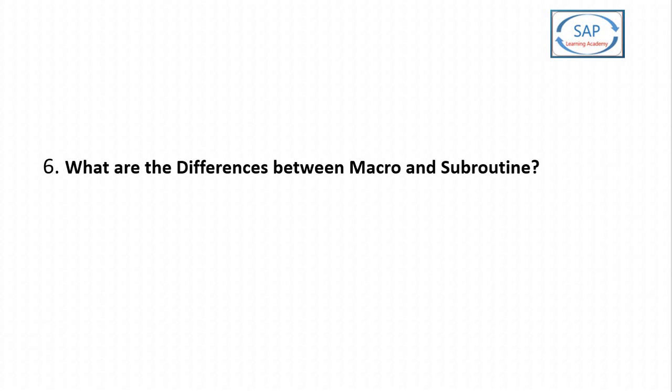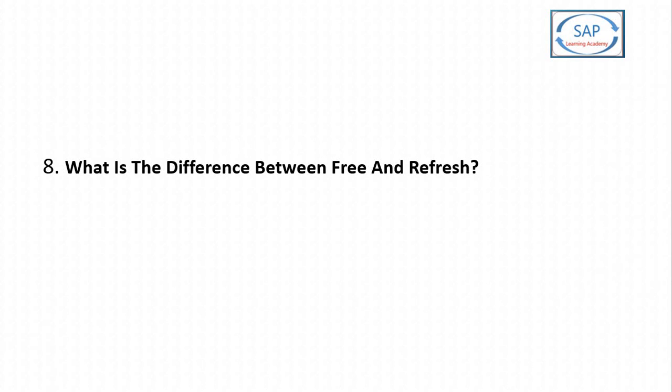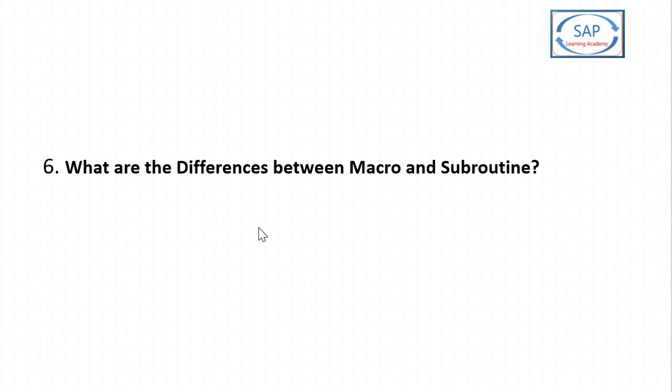Now we are moving to question number 6. What is the difference between a macro and a subroutine? As I said in the first question, a subroutine is a part of code which we can write in the program, and a macro is also a part of code, but a macro is only written within the same program, whereas a subroutine can be called outside the main program as well. Mostly we find difficulty when using a macro, as it cannot be debugged, but a subroutine can be debugged easily.